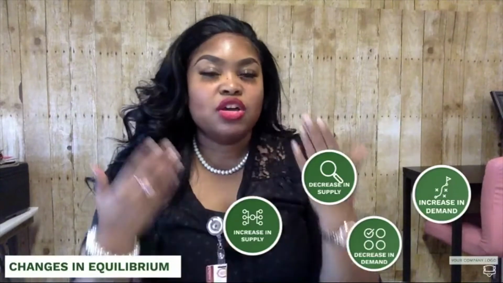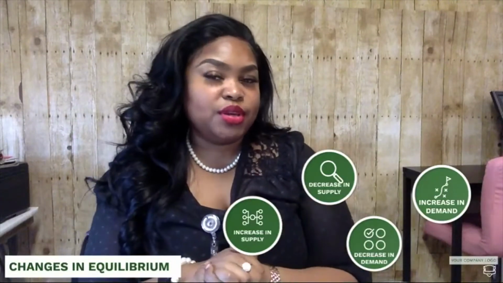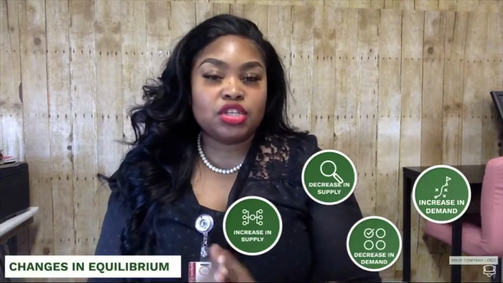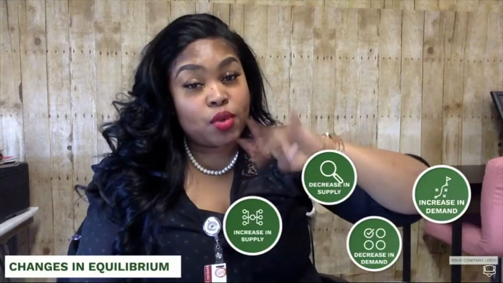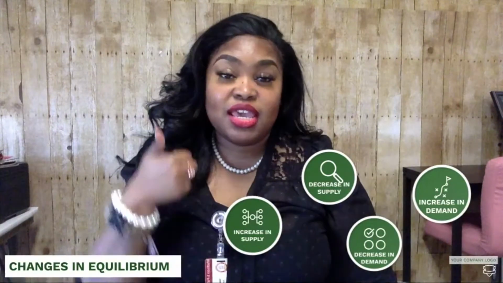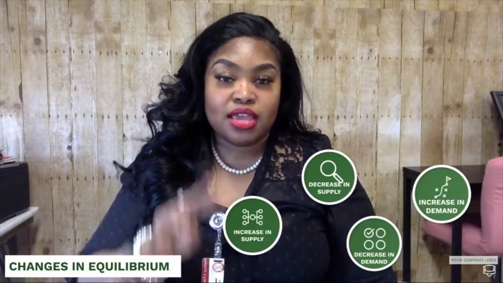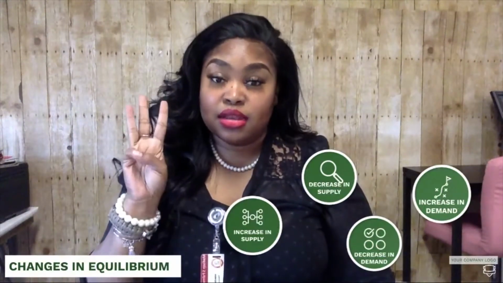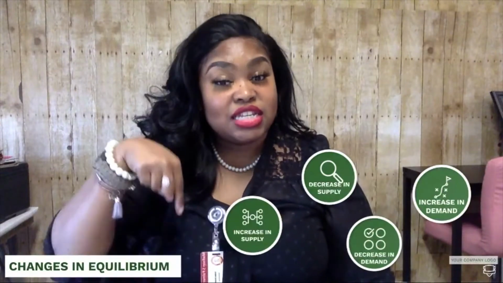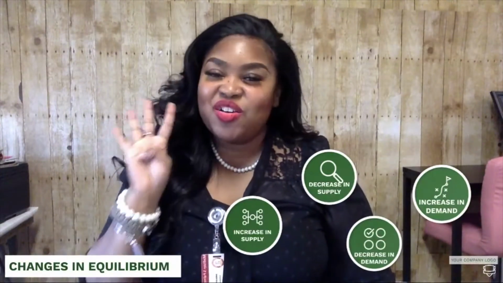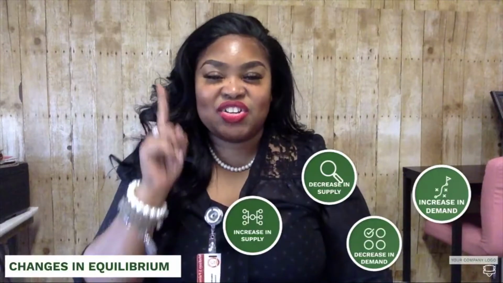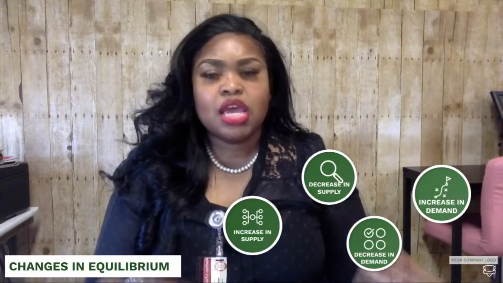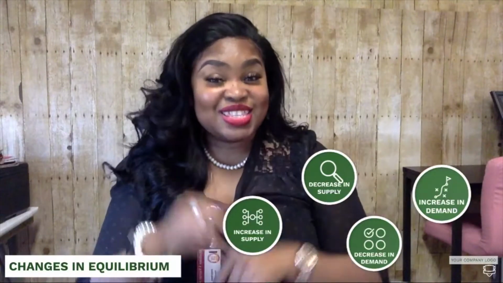Now we're going to talk about changes in equilibrium. Equilibrium can change in one of four ways. Number one, an increase in supply. Number two, a decrease in supply. Number three, a decrease in demand. Or number four, an increase in demand. Let's look at each of these and see what happens.